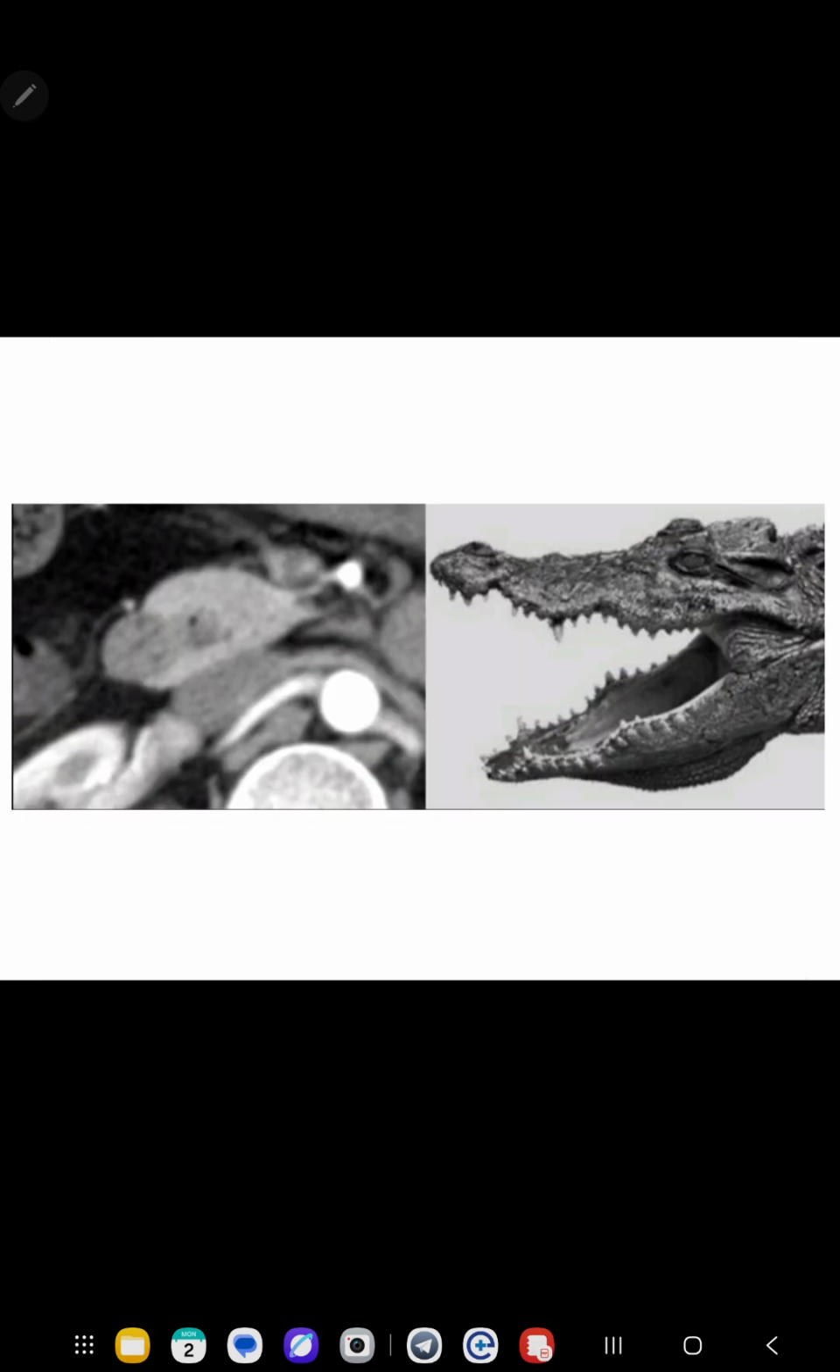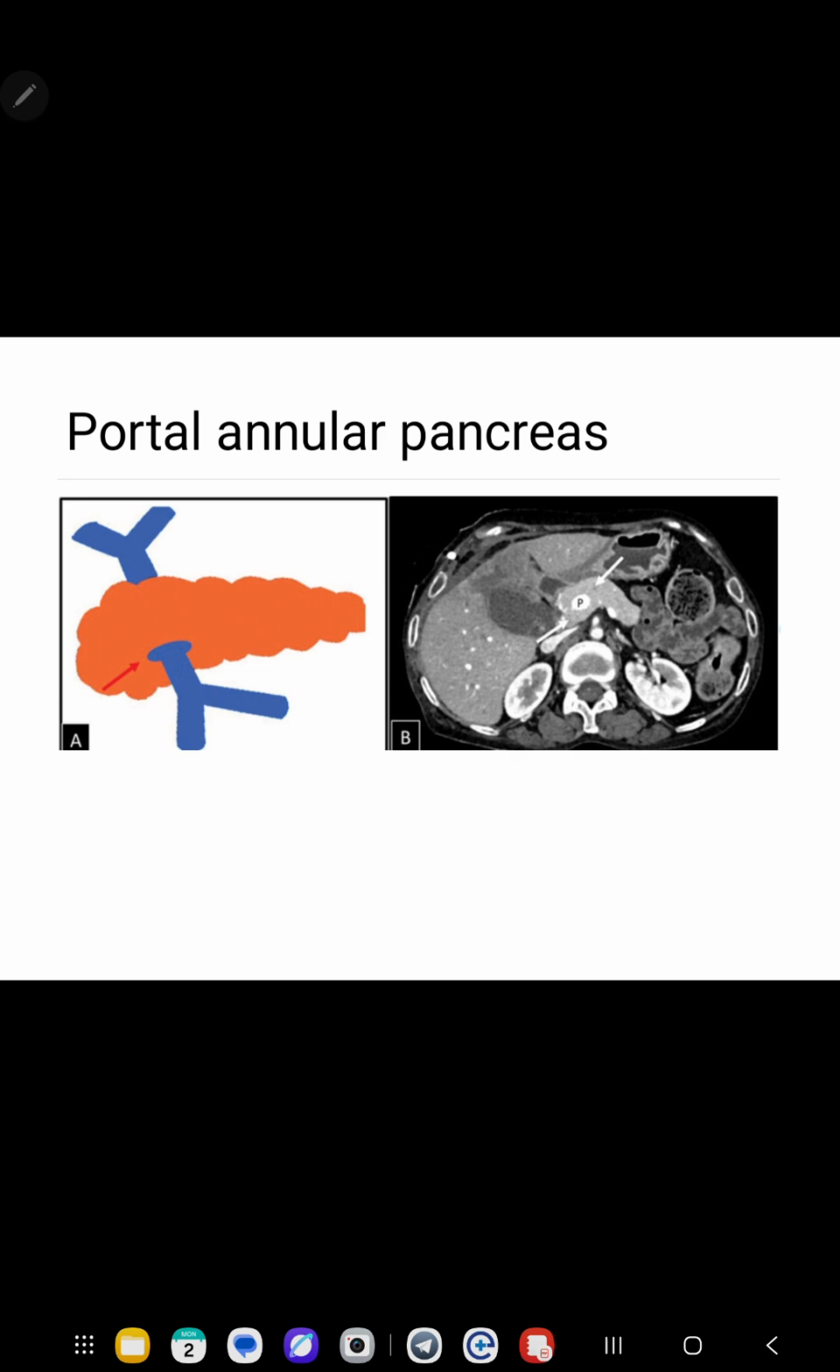This is a partial annular pancreas, where the duodenum is not completely encircled, only partially encircled by the pancreatic tissue, and it resembles a crocodile jaw appearance. Now instead of surrounding the duodenum, it could surround the portal vein or superior mesenteric vein, which is portal annular pancreas or circumportal pancreas. So here we can see the enhanced pancreatic tissues around the portal vein.